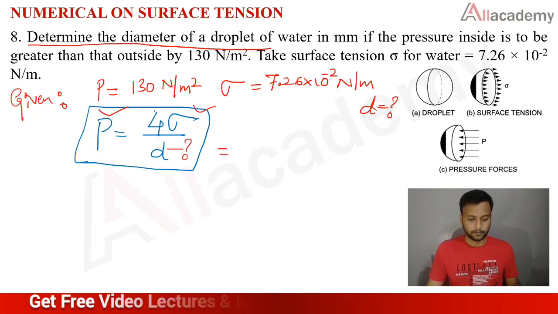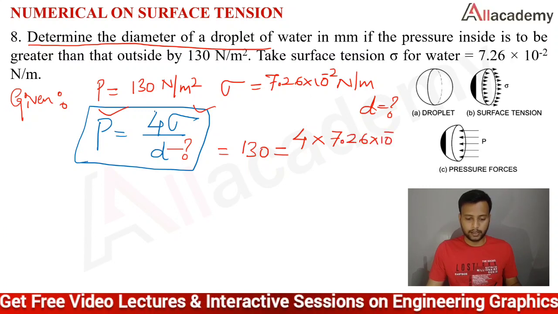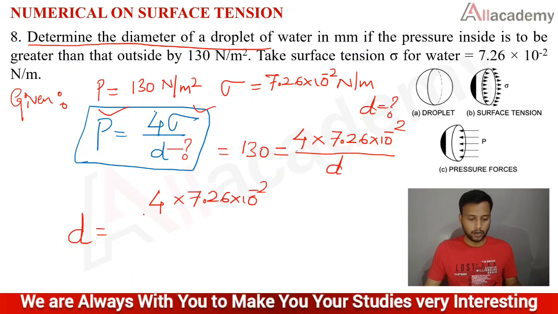So now that is 130 is equal to 4 into 7.26 into 10 raised to minus 2 divided by d. Now we need to identify d. So d is equal to 4 into 7.26 into 10 raised to minus 2, whole divided by 130. Now what is the value for d?